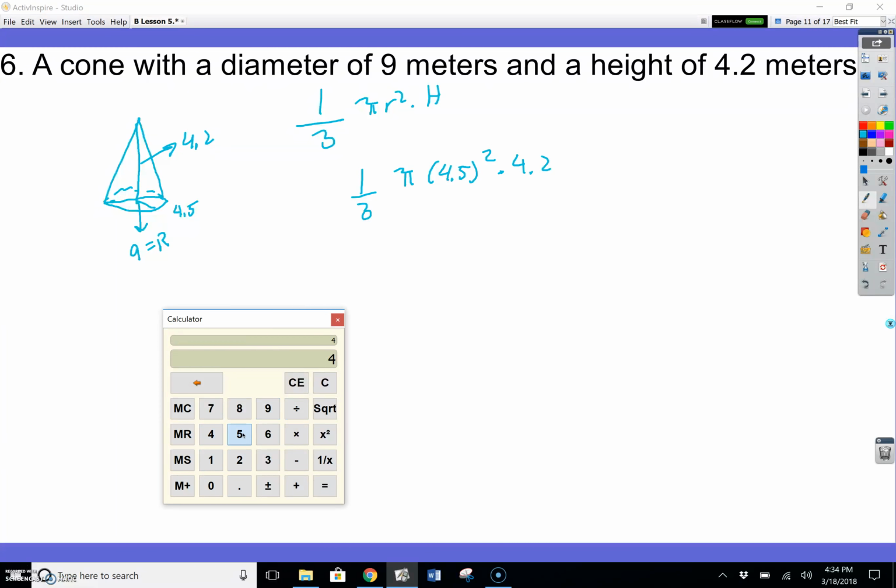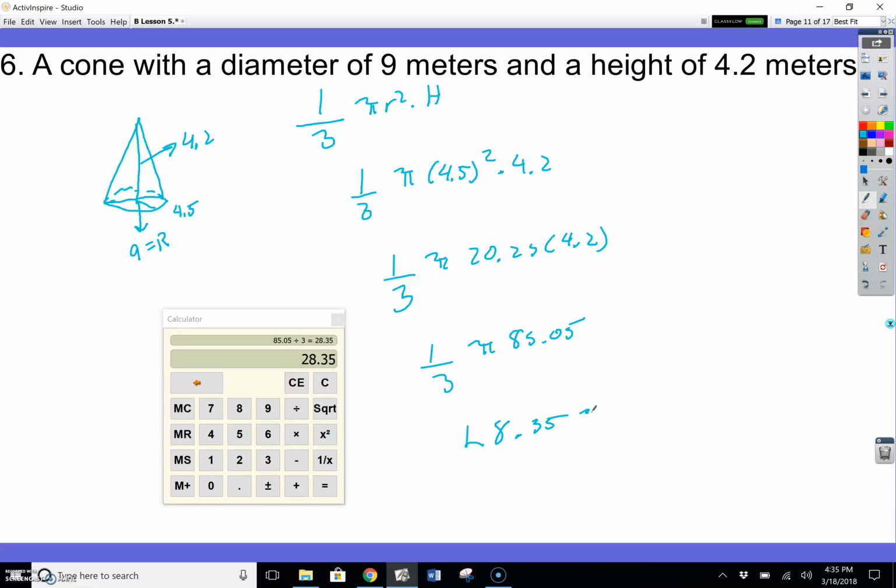And then I'm going to have 4.5 times 4.5 is 20.25. I'm going to multiply that by 4.2. So now I'm going to have 1/3 pi of 85.05. I'm going to divide that by 3. And this will give me 28.35 times pi. One more time, usually they don't want you to write it as a decimal in terms of pi. So this would be 28 and 35 over 100, which would be 28 and 7/20 pi.